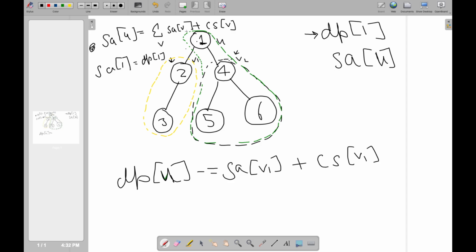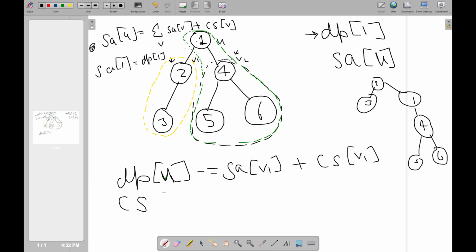So the tree looks something like 2, 3, 1, 4, 5, 6. Initially, this also had a part of contribution from this much, but now we remove that. So after removing that, we have the correct value for this as well. Okay, so this is correct. Let's also update the cumulative sum, right? The cumulative sum for U also gets subtracted. Sorry, V1 also gets subtracted from U.